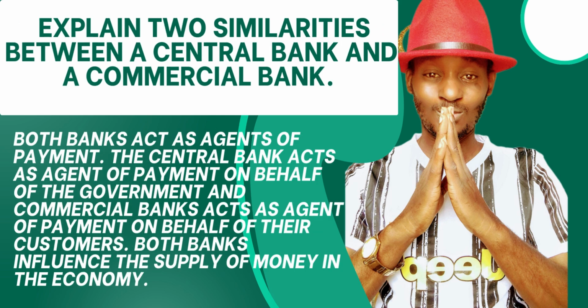Explain 2 similarities between a central bank and a commercial bank. Both banks act as agents of payment. The central bank acts as agent of payment on behalf of the government, and commercial banks act as agent of payment on behalf of their customers. Both banks influence the supply of money in the economy.